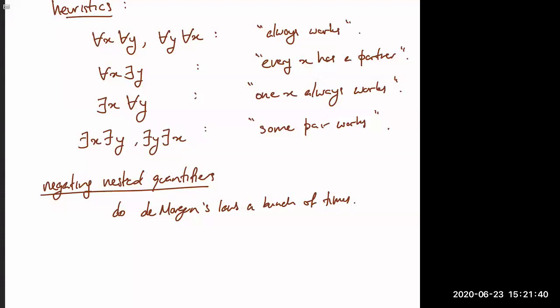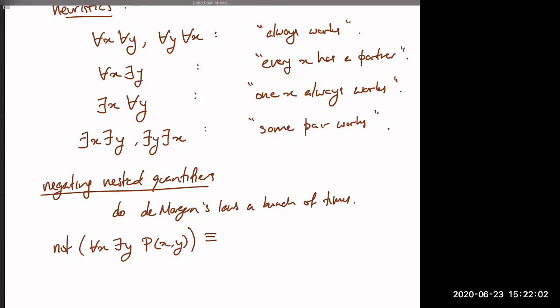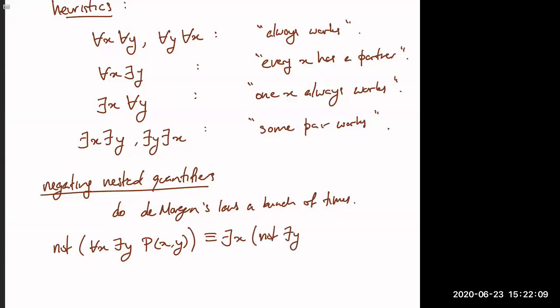So for example, what does it mean to say that it is not true that for all x exists y such that p of x, y? So by De Morgan, you can pull this through the first quantifier and turn it upside down, or switch what it is. So exists x such that not exists y, p of x, y. This is by De Morgan.